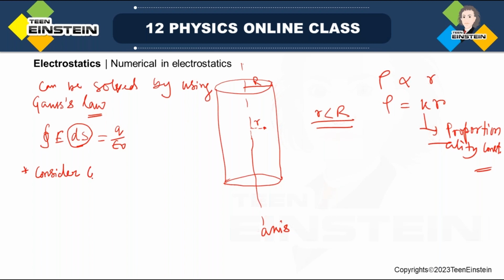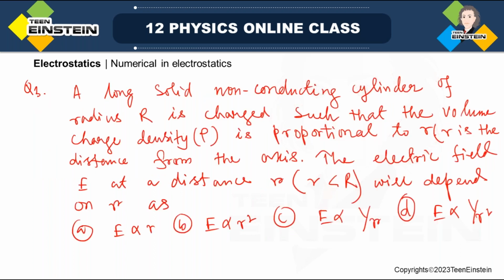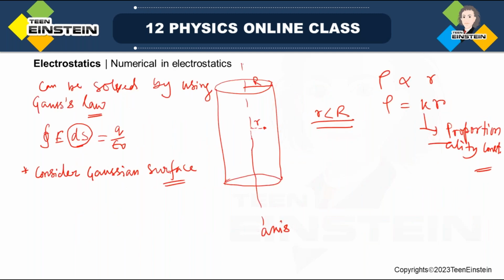Consider a Gaussian surface. It is a solid non-conducting cylinder, and for length we'll just take an arbitrary length. Gaussian surface of radius r. So the Gaussian surface means here a Gaussian cylinder. Okay, so this is the Gaussian cylinder. I'll take a Gaussian surface of radius r plus dr.